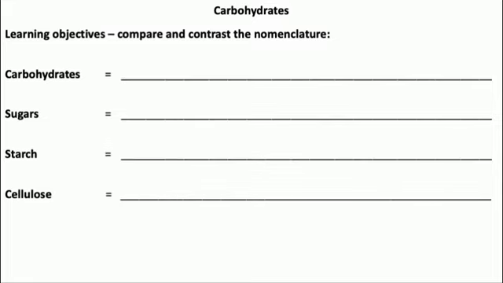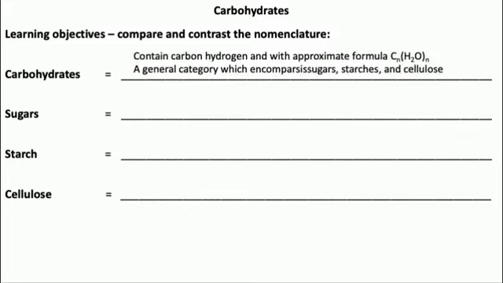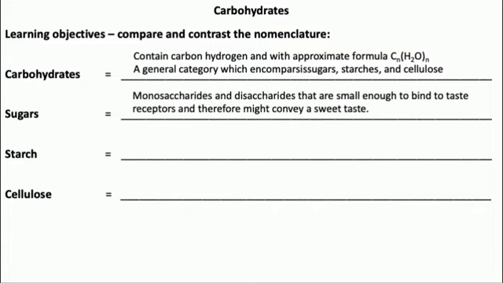You probably have a good feeling for the fact that carbohydrate is the encompassing category that includes sugar, starches, cellulose, which are compounds containing carbon, hydrogen, and oxygen in a ratio of approximately 1 to 2 to 1. Hence the formula CnH2nOn. Sugars are a subcategory of carbohydrate referring to small molecules, monosaccharides and disaccharides that are small enough to bind to taste receptors and often taste sweet.